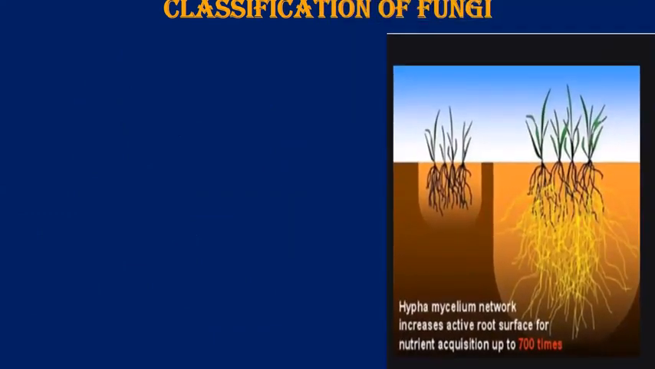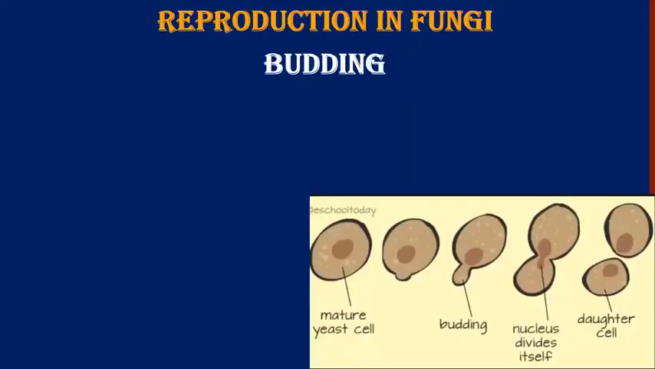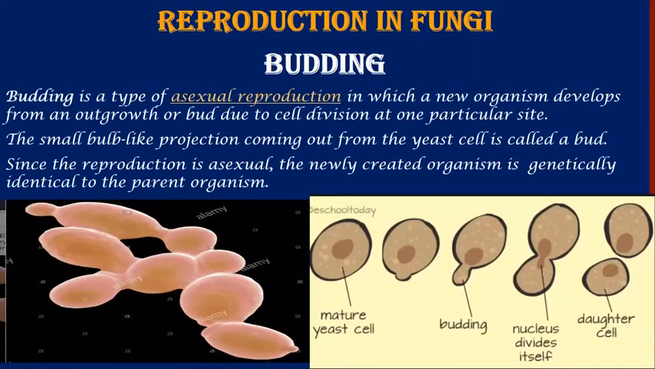Another example of symbiotic association is Mycorrhiza. A mycorrhiza is a symbiotic association between a green plant and a fungus. The plant makes organic molecules such as sugars by photosynthesis and supplies them to the fungus. And in return, the fungus supplies to the plant water and mineral nutrients such as phosphorus taken from the soil through hyphae. Mycorrhiza are located in the roots of vascular plants and enhance the absorption rate of water and minerals for the plants. Now let's discuss reproduction in fungi.